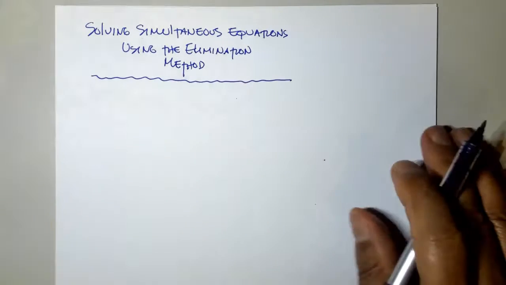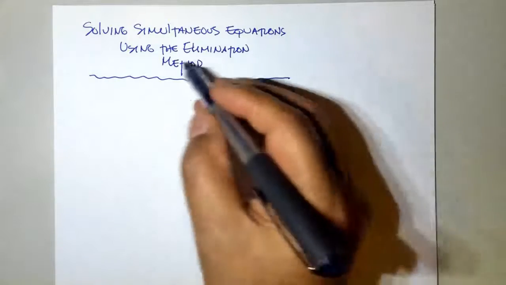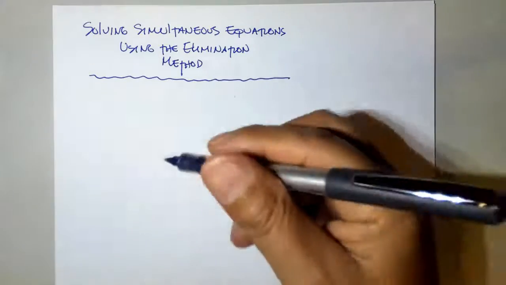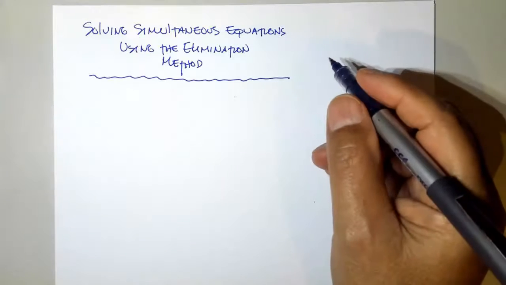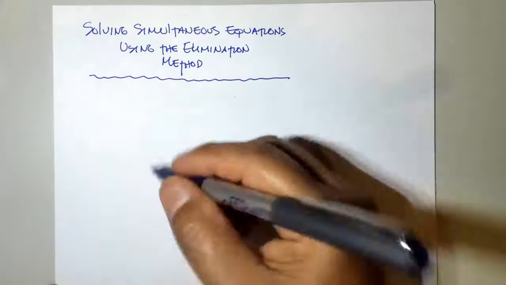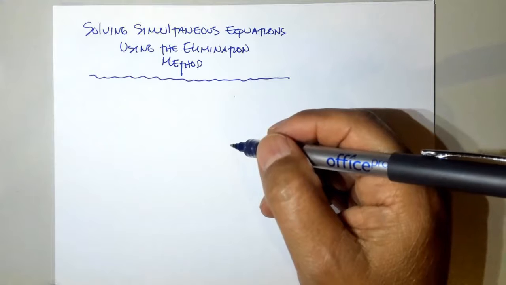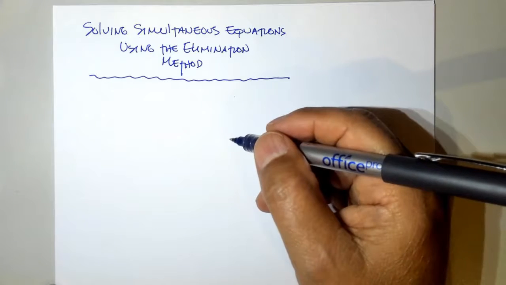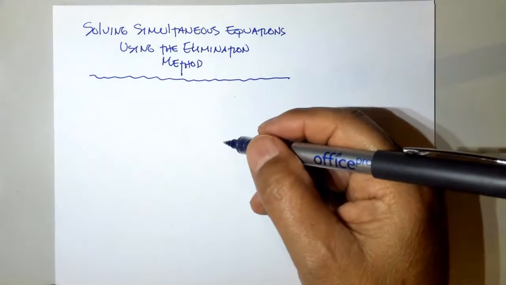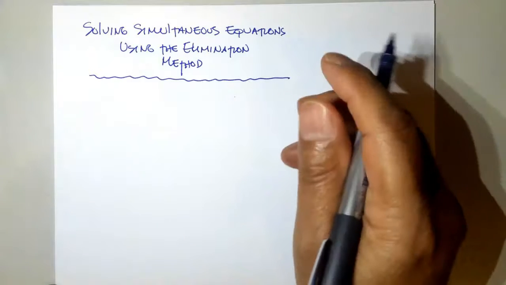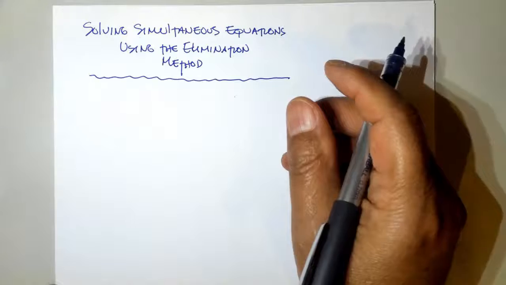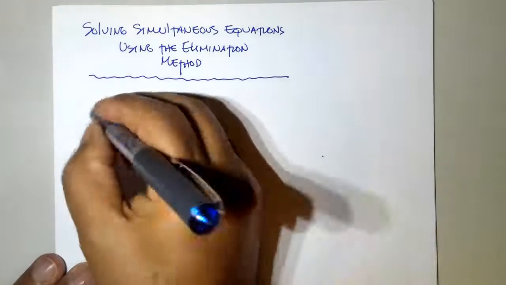Right, so this is coming from elimination, from eliminate. That means that somehow we're going to be eliminating one of the variables to find the answer for the other, and then we're going to come back to the original question to find the answer for the other variable. Okay, so example.